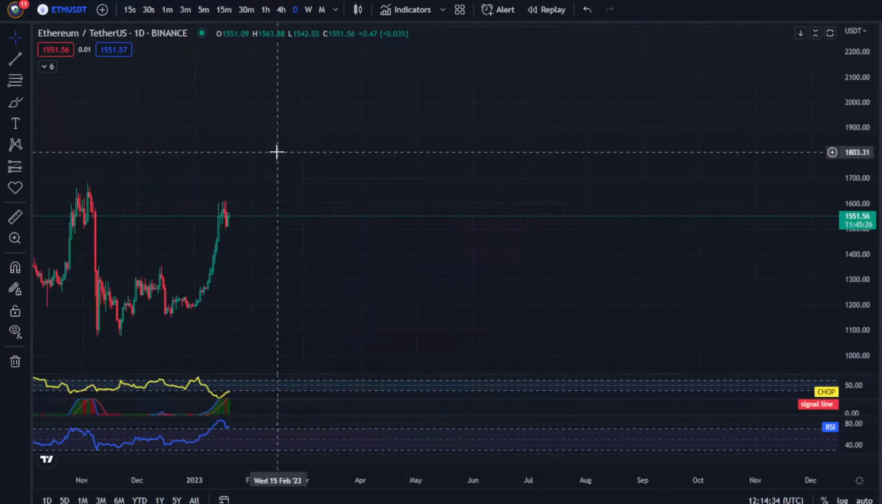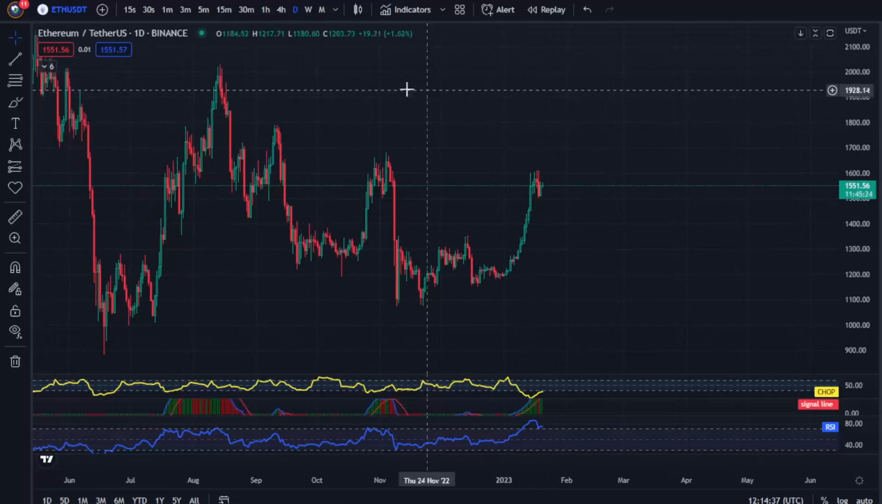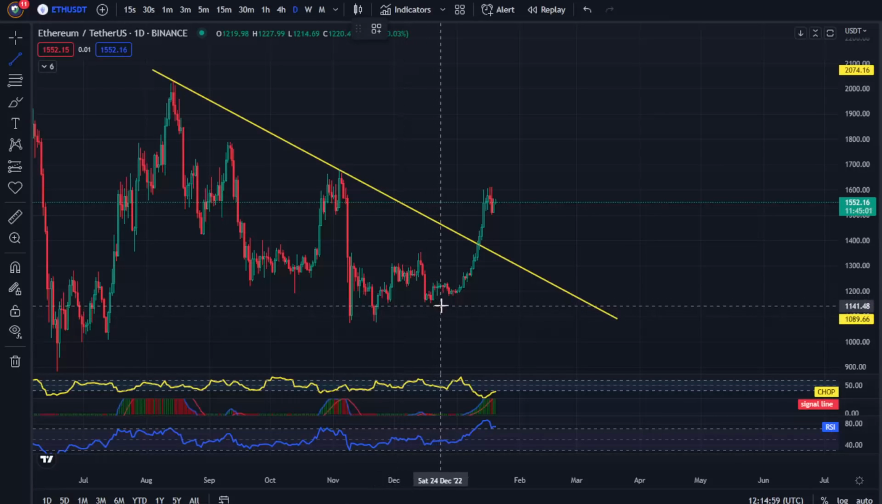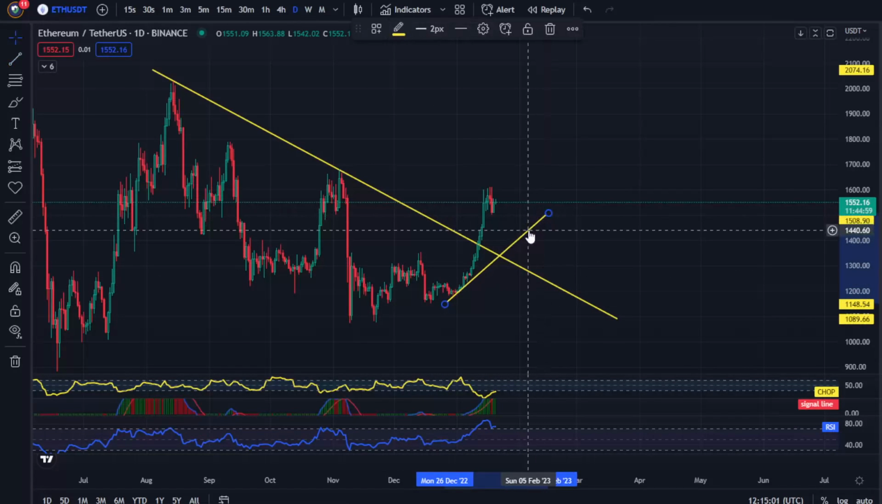The second in today's review will be the ETH to USDT chart on a one-day timeframe. As you can see, the price has broken the downtrend line and now we can mark the local uptrend line with the blue line.